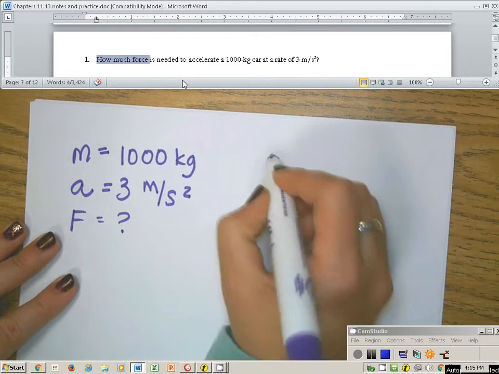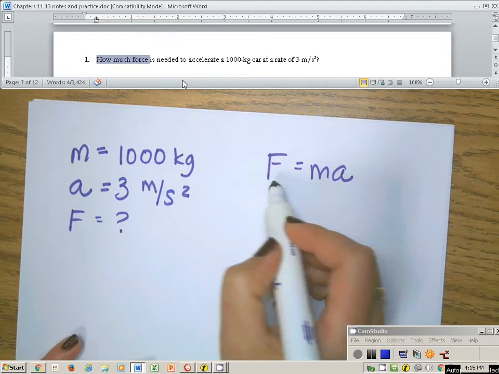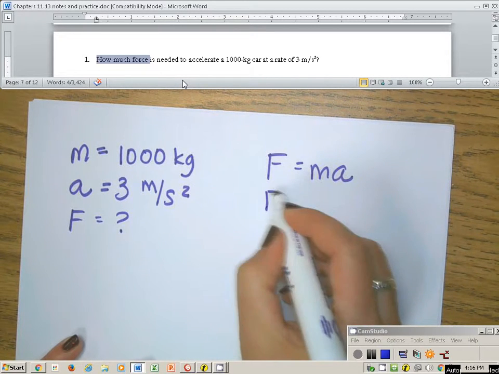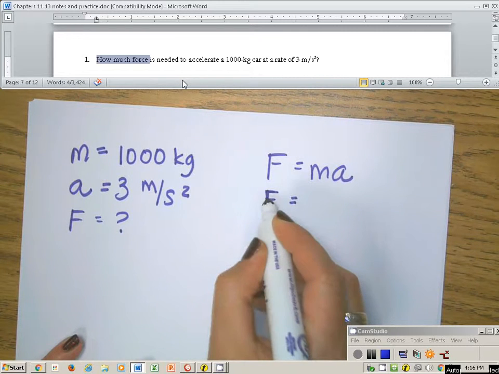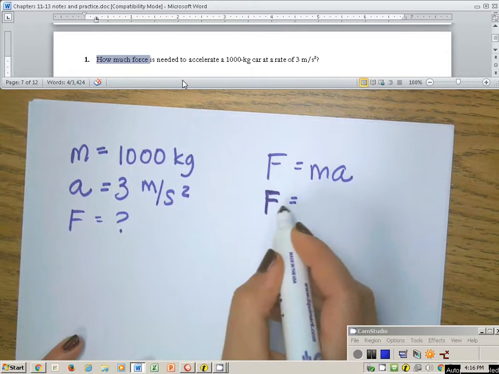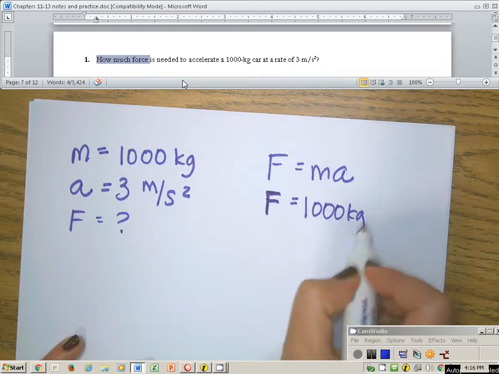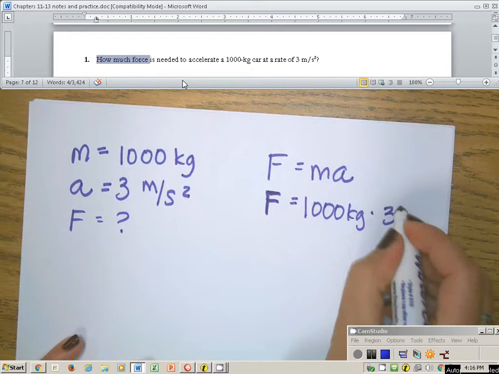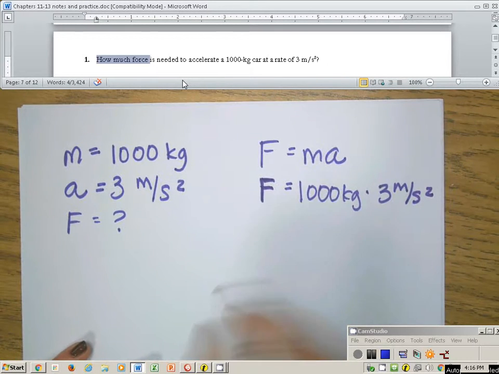Well, this is going to go straight into our equation. F is equal to ma. F right over here says that's what I want to know. So I'm just going to write the F down again because I don't know a number for it. I'm wanting to solve for it. My M is 1,000, so I'm going to substitute 1,000 kilograms in. And then my A we have on a list is 3 meters per second squared. So if I sub those things in, I'm now ready to solve for F.